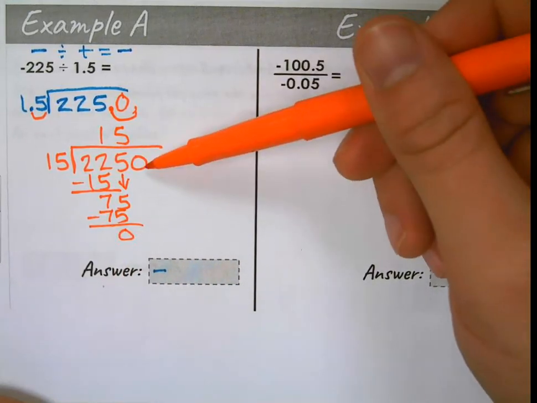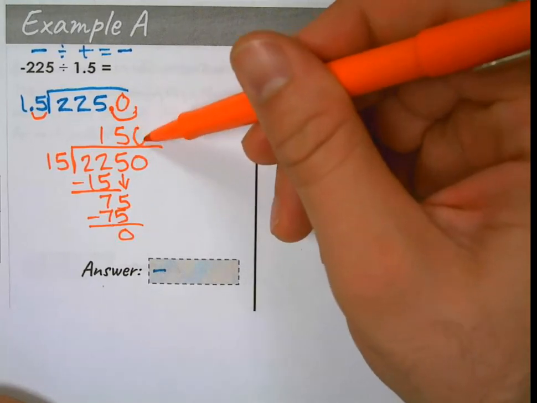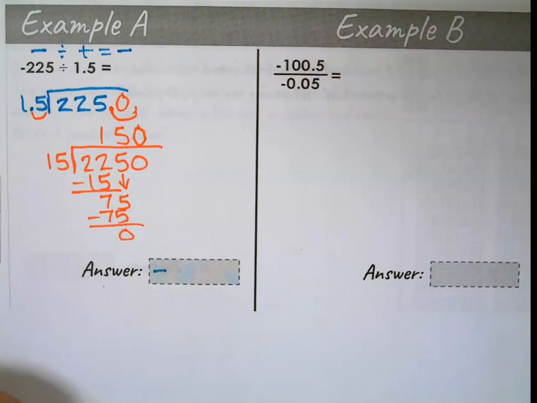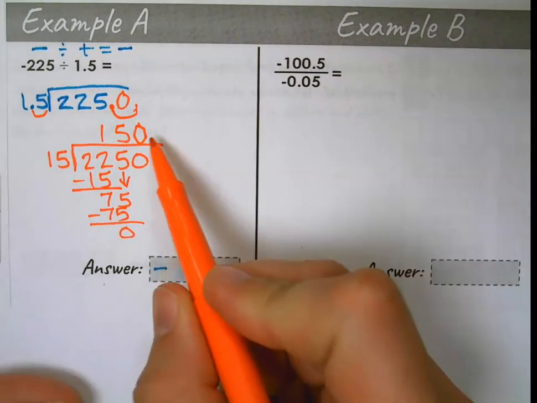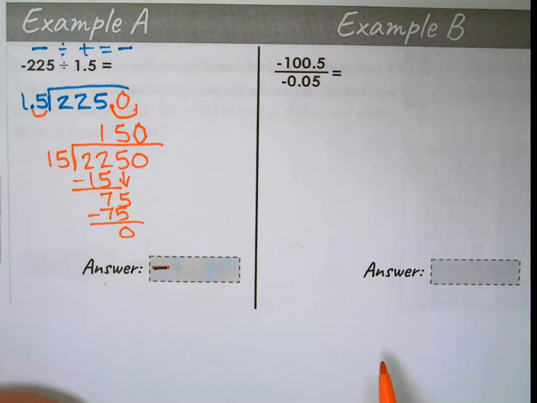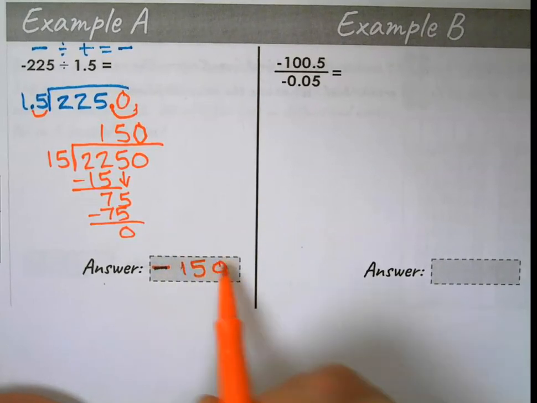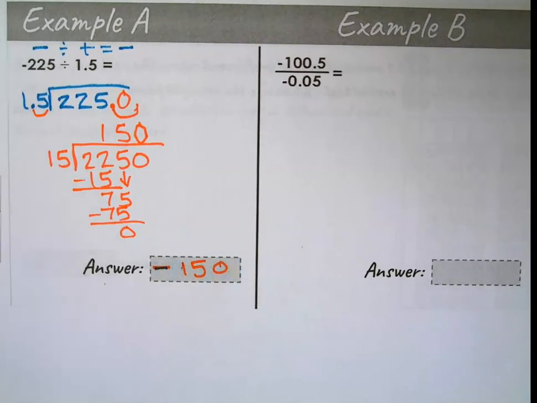Now, you have this extra 0 here. You cannot just forget about it. You have to take it straight up. That's what most people miss. They don't do anything with that 0, and they think that the answer is just 15 when it's 150. Okay? So, back in our answer block, we already said that it's negative, so don't forget that. It's negative 150. Okay, so that's example A.